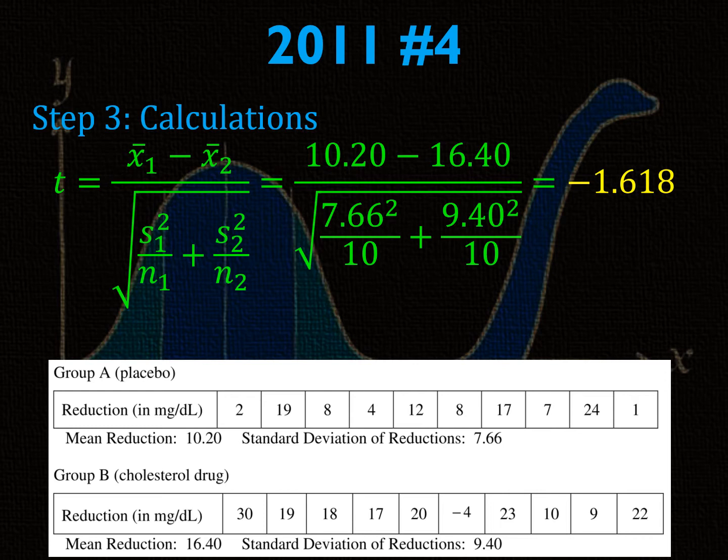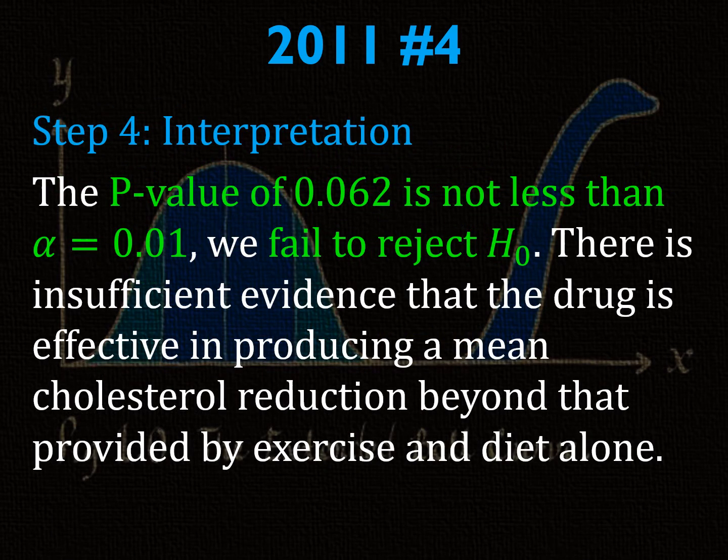So 10.20 minus 16.40 over the square root of 7.66 squared over 10 plus 9.40 squared over 10 yields a t statistic of negative 1.618, which corresponds to a p-value of 0.062 with 17.3 degrees of freedom. Do not forget to write the degrees of freedom from your calculator. With the p-value of 0.062, that is not less than alpha equals 0.01, so we fail to reject the null hypothesis. There is insufficient evidence that the drug is effective in producing a mean cholesterol reduction beyond that provided by exercise and diet alone. So there might be some evidence, but it's not strong enough at the alpha equals 0.01 level.